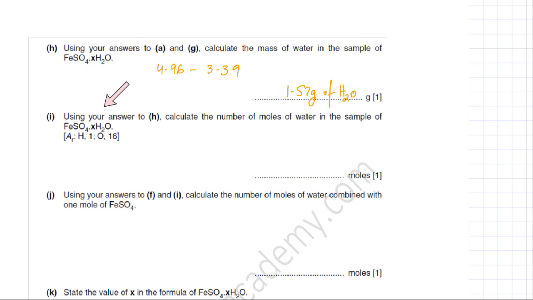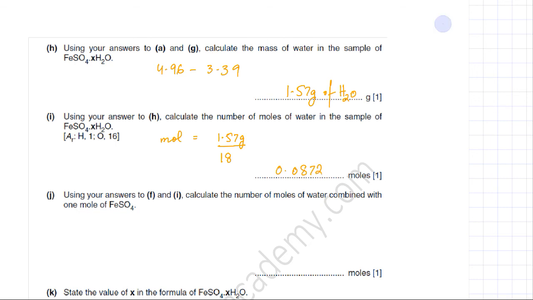And now you're asked in part I, using your answer to H, calculate the number of moles of water in the sample of FeSO4. We've found the mass of water. Moles of water would be the mass of water, which is 1.57 grams, divided by the molar mass of water, which is going to be 18, because water has 2 hydrogens and one oxygen. So finding the moles, dividing this by 18, the answer that I'm going to get is 0.0872 moles.